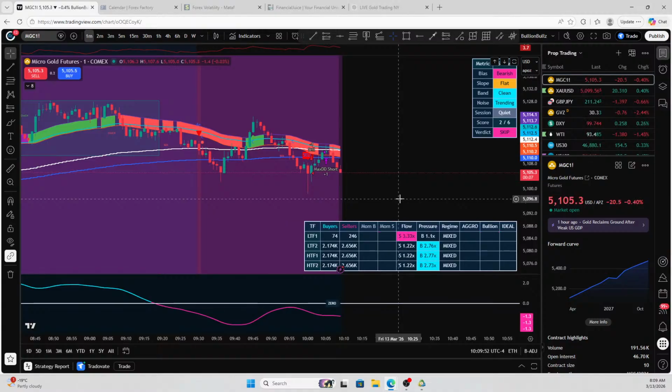Even though price is going down, the buyers are dominating the market right now. And that's where we're able to stay out of the market until we see that alignment. We see, okay, price is going up, buyers are dominating, and our setup is also forming on the buy side.